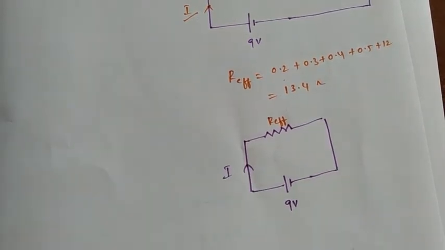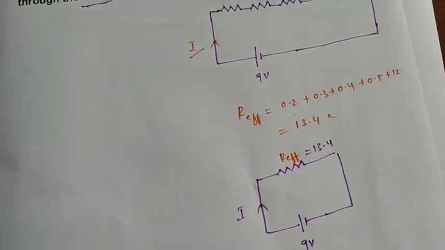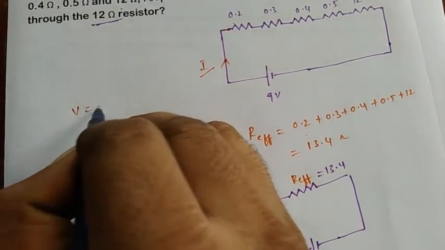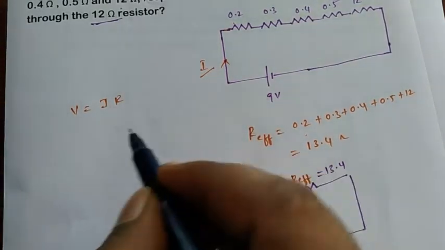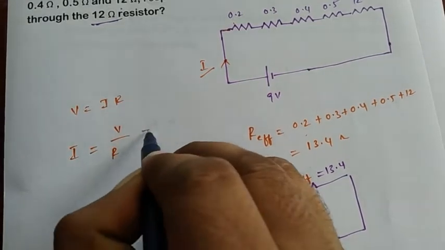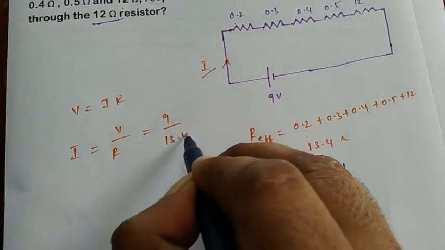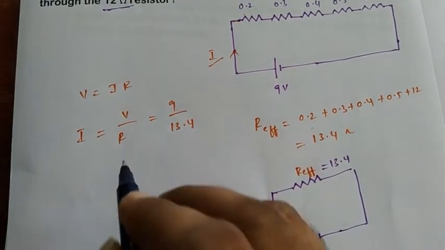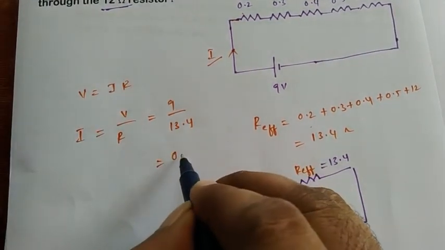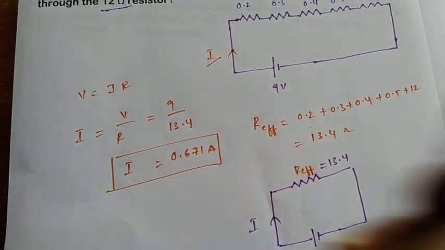So how can you find this current? Simple, by using Ohm's law. What does Ohm's law say? V is equal to IR. Here we should find the current: I is equal to V by R. So how much is V? 9 divided by R, 13.4. So how much will we get here? 0.671 ampere. So this is the current we should find.